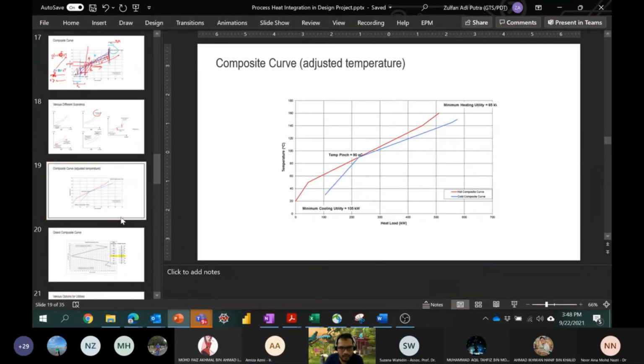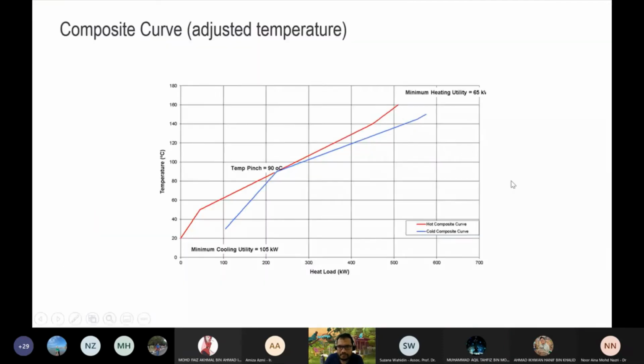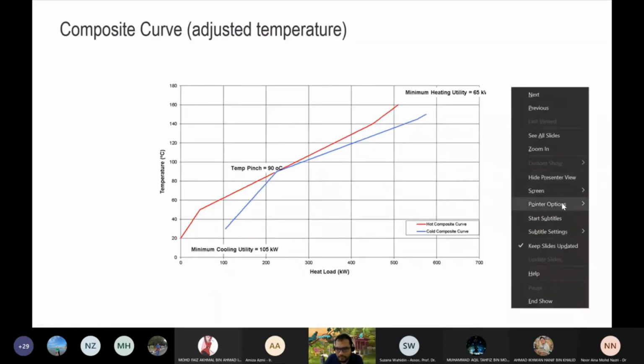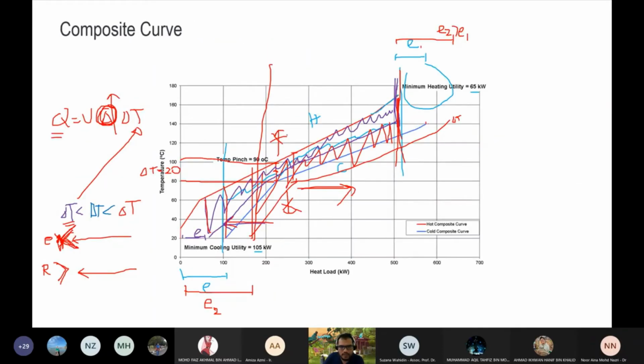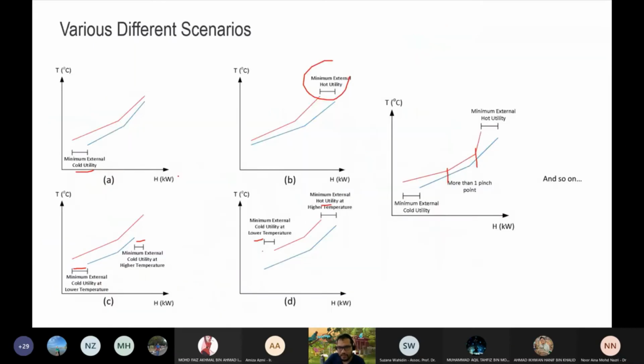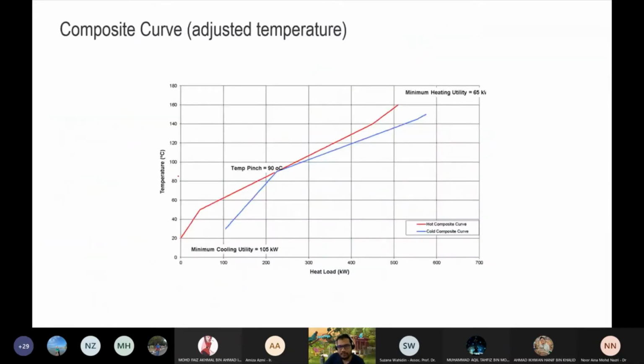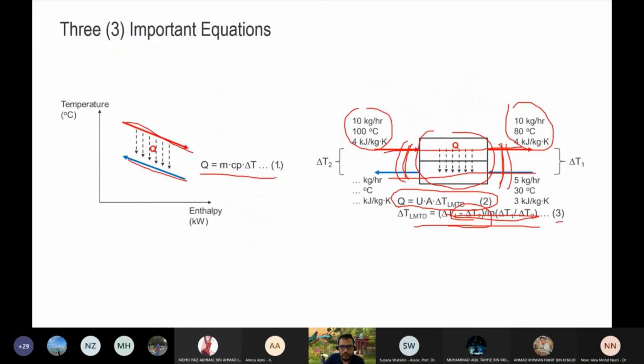Okay, I'm halfway. Now, you can see this one. I'm messy, but at least you can see the curves, they don't touch, and we see the delta T is 20 degrees C. But to make the grand composite curve, we have to adjust the temperature. How do we do so? We drop the hot curve by half of delta T. The delta T is 20 degrees C, so half of that is 10 degrees C. That means we go back to here, we go back to there.